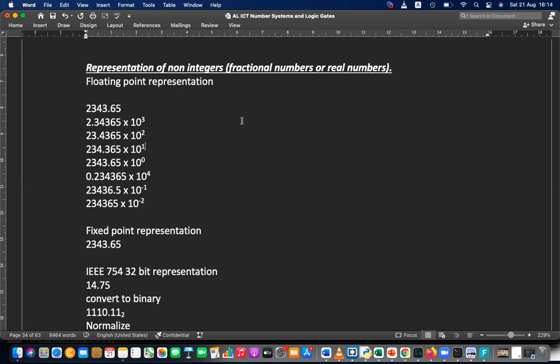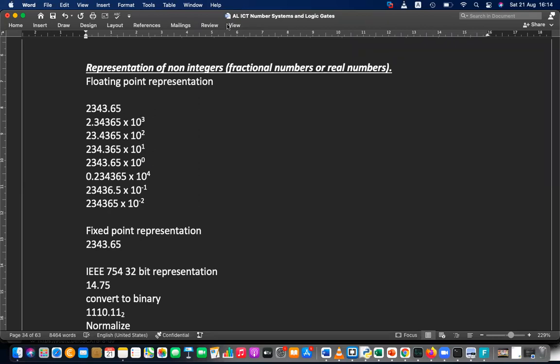2343.65, right? Likewise, you can see the value. If you move the decimal point to the left side, the value of the power increases. But if you move to the right side, you can write this as 234365 times 10 to the power minus 2. Moving right will reduce the power. Moving left will increase it.